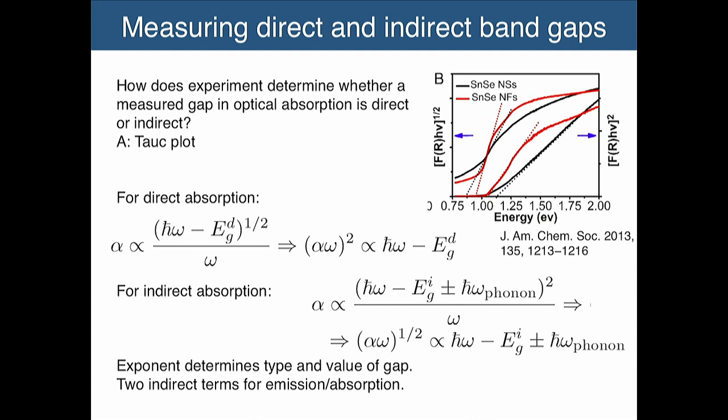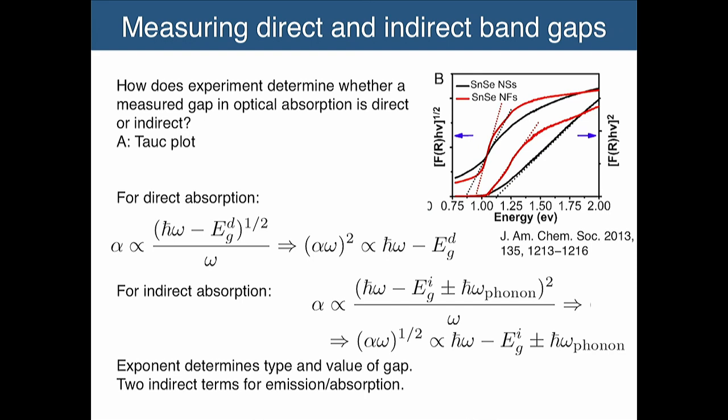Here's an experiment for tin selenide nanosheets. I like this plot because it shows both approaches. On the one hand, you have this quantity f of r, which is a proxy for the absorption coefficient, times h bar omega. You square the whole thing, you get this straight line. So you extend it to well across the zero of the x-axis, and that will be your direct band gap, right? Where this line intersects the x-axis, that's the direct gap.